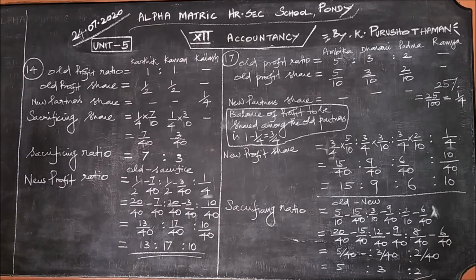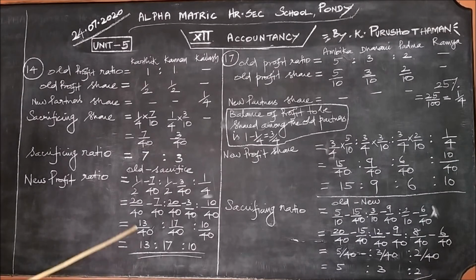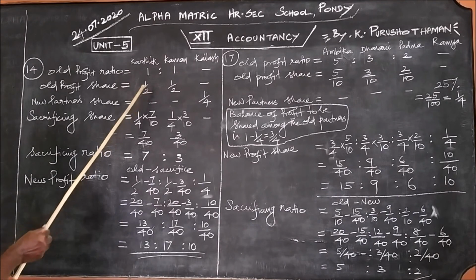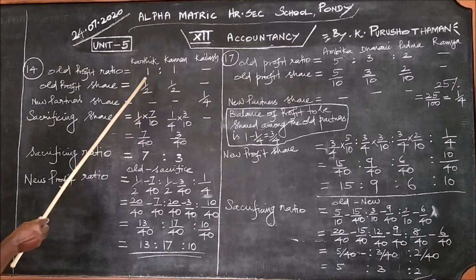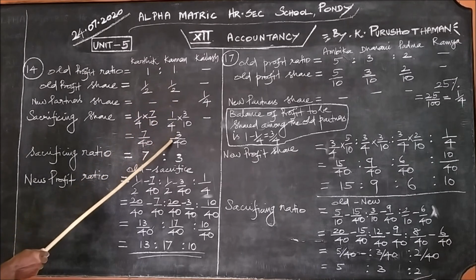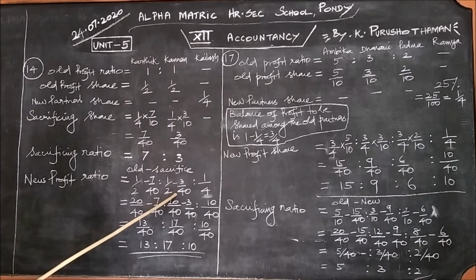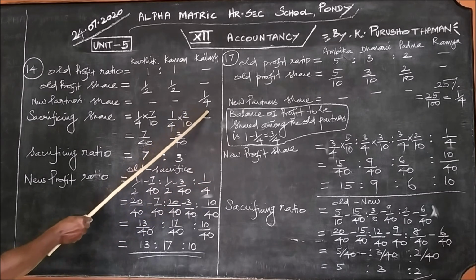Now we are coming back to the new profit ratio. How to find the new profit ratio? From the old ratio, we must check how much is sacrificed. The sacrificed share is subtracted, then we can find the new share. From this old one, sacrificed share 7/40 is subtracted. From this old one, sacrificed share 3/40 is subtracted. The new partner's share will be 1/4 because it is promised already.